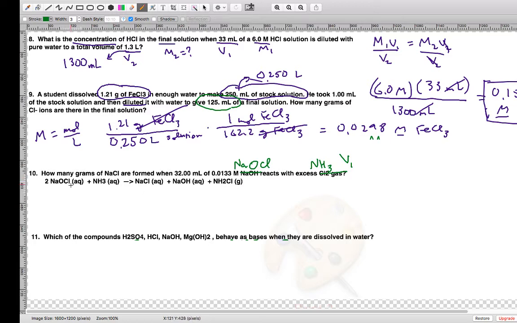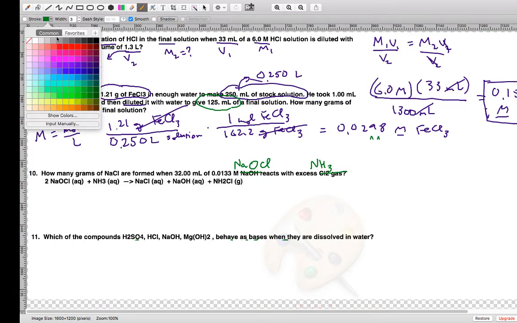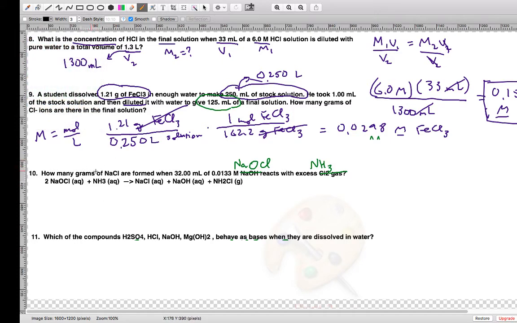So now that I have corrected a few typos, we can proceed. I apologize for the typos. Change color to black. So I have a certain amount of this stuff, and I have excess of this, so I don't care about this. And I want to know how many grams of this are formed.